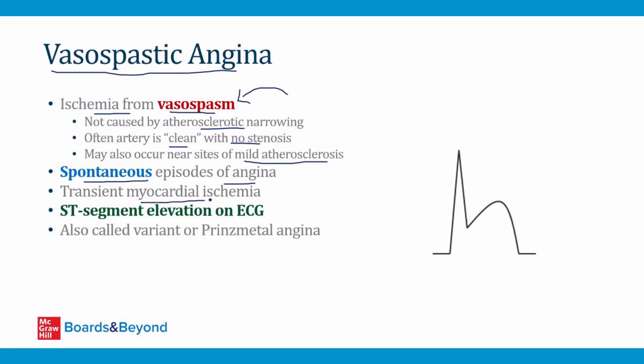And usually the ischemia is significant enough that you get ST segment elevation on the EKG like what's shown here. So these patients, if you capture one of their episodes of chest pain and vasospasm, will develop ST elevations on their EKG. And this form of angina used to be called variant or Prinzmetal angina, although now the terminology has shifted and it's usually called vasospastic angina.